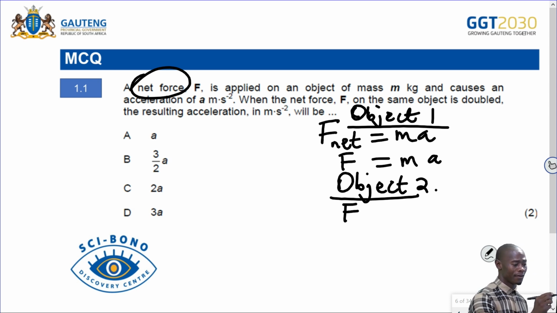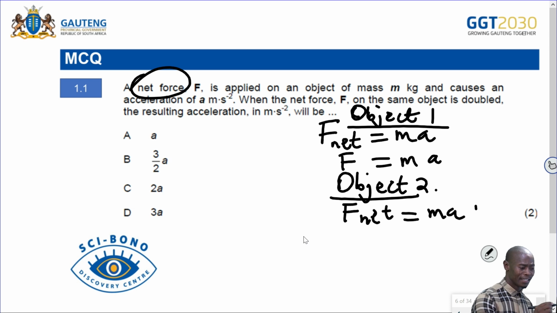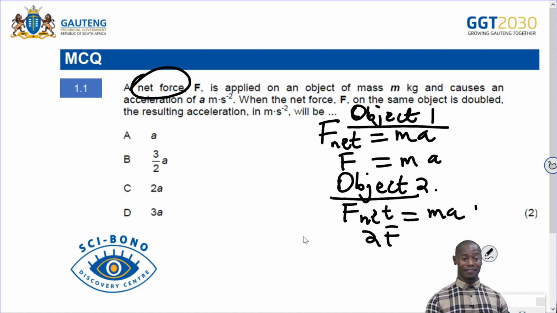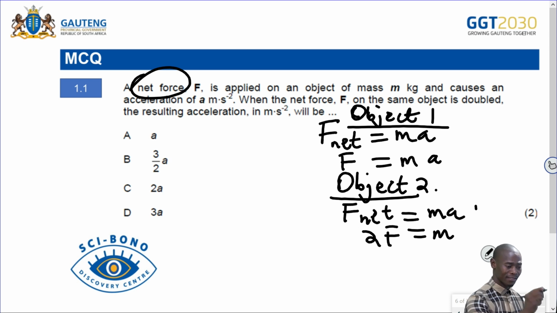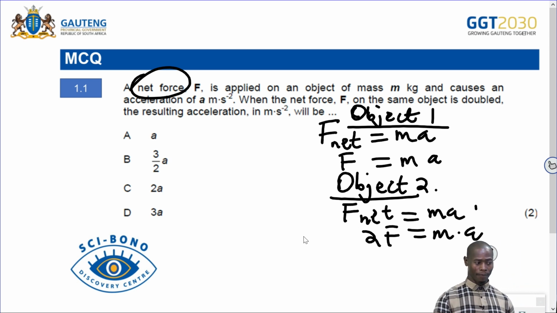So I'm having F net. It's the same object. F net equals ma. So F now is being doubled, so I'm having twice F there. Mass is still the mass. Then I want to find the acceleration. So the force now is doubled, and we need to find the acceleration. So how are we going to get that?